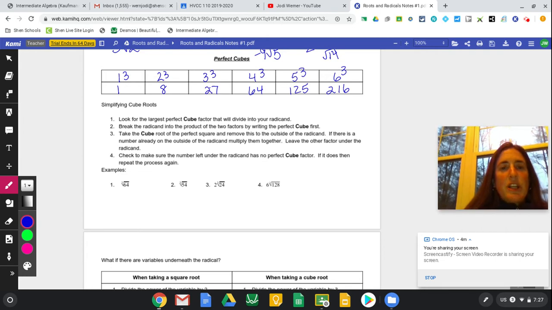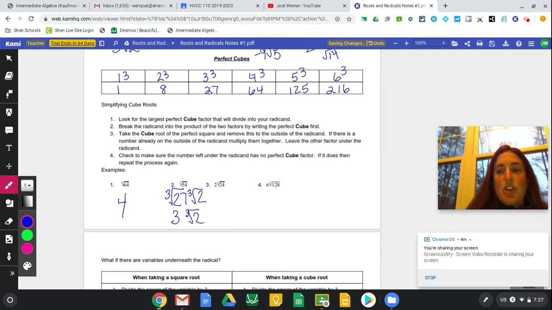So I'm going to look on the chart. Is 64 on there? Look at that. There it is. The answer is 4. That was easy. Okay, now 54 falls between 27 and 64. So I'm going to first say to myself, does 27 go into 54? And sure enough, it does. So I'm going to do the cube root of 27 times the cube root of 2, because 27 times 2 is 54. Now, if I look up on my chart, the cube root of 27 is 3. So then it's 3 cube root of 2 for my answer, because the cube root of 27 is 3, so it comes to the outside.